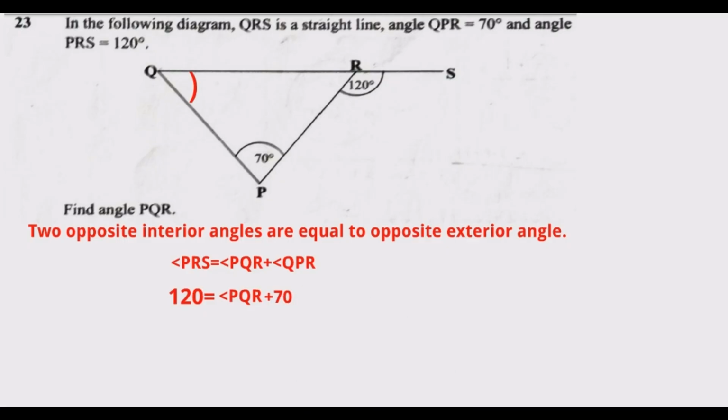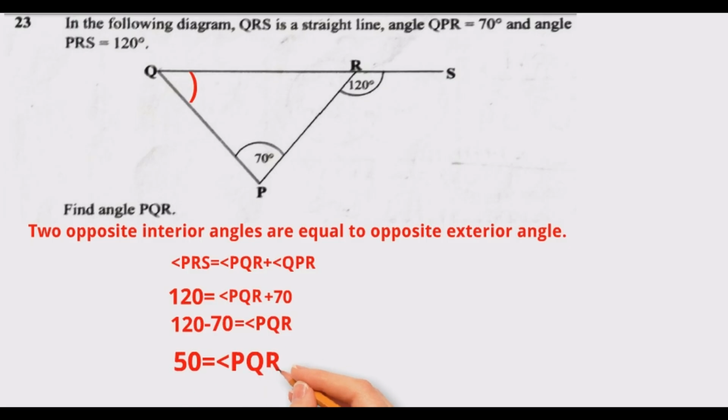Now once we have done this, we can put like terms together. 120 degrees, then 70 will cross the equal sign and become negative 70. So we say 120 degrees minus 70 degrees is equal to angle PQR. When we evaluate 120 degrees minus 70 degrees, it's going to give you 50. So 50 degrees is equal to angle PQR.